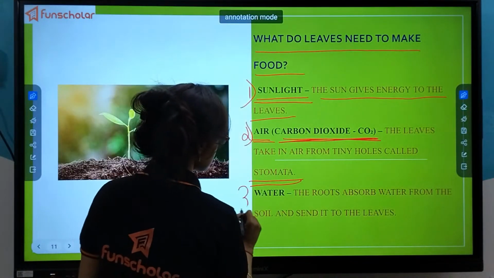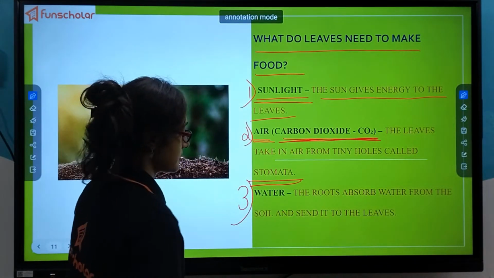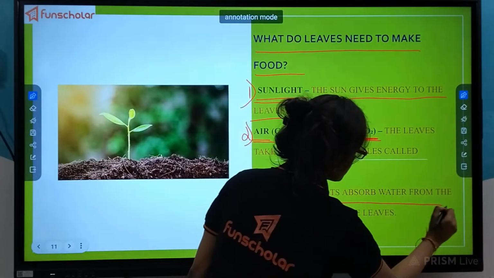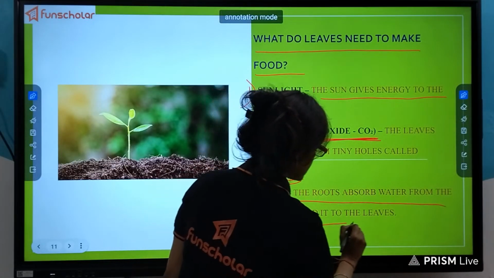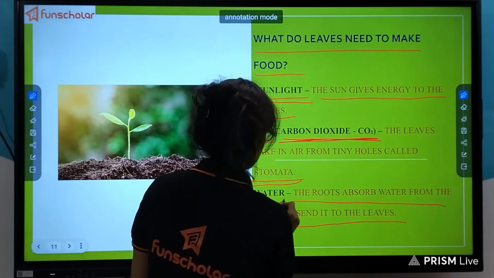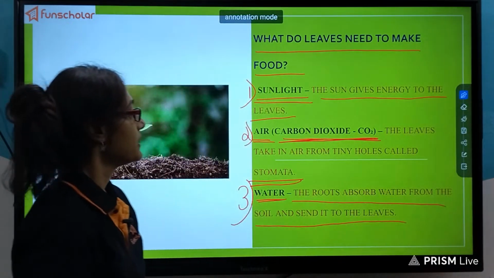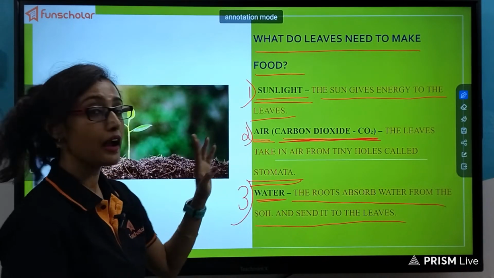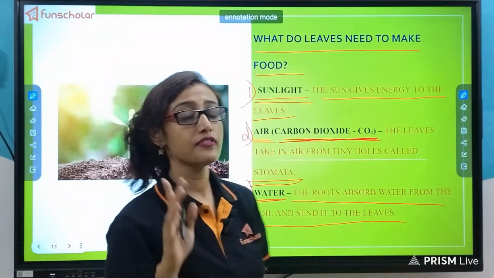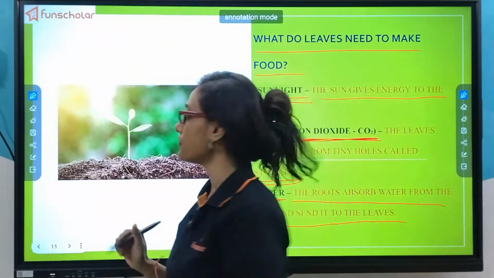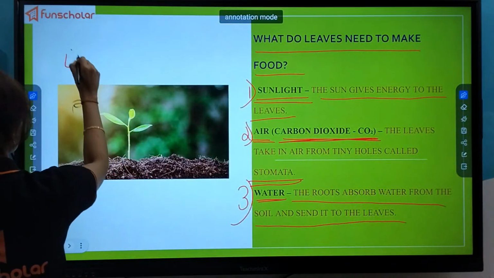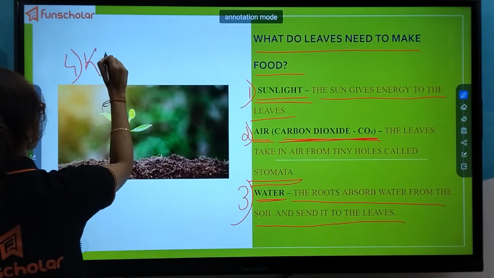Third condition is water. The roots absorb water from the soil and send it to the leaves. Okay? These three factors are a must. And what is the fourth most important factor? That is the kitchen.